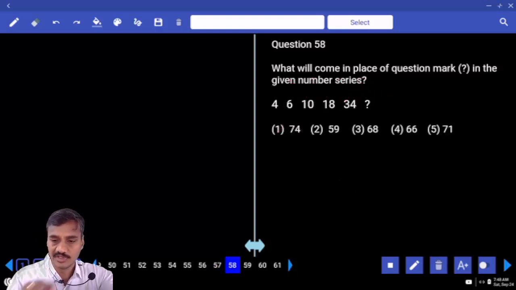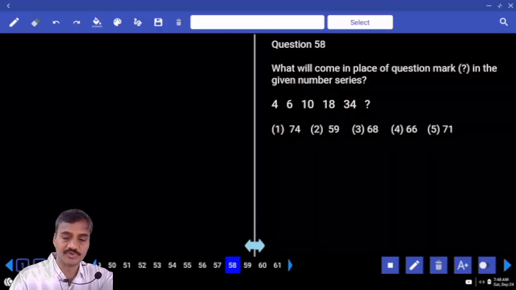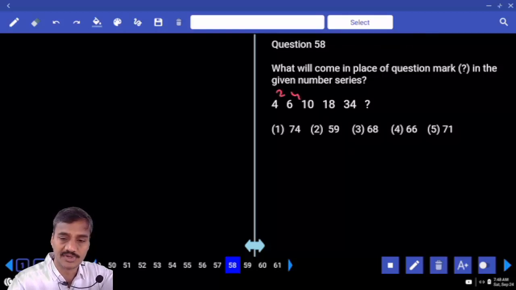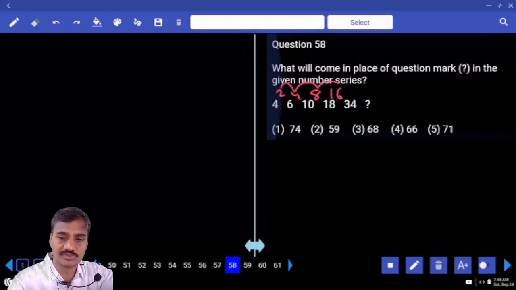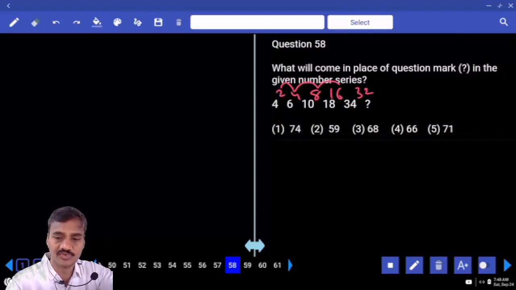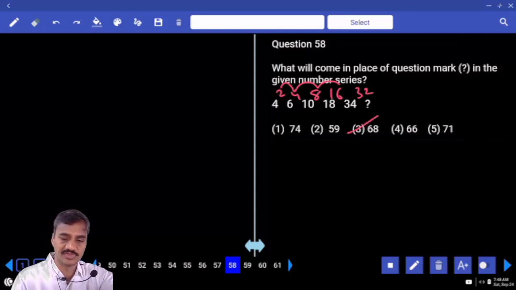Then 58. 4, 6, 10, 18, 34. 4 and 6, what is the difference here? Difference 2. Next one it is 4. Next is 8. Next is 16. 2 into 2, 4 into 2, 8 into 2, 16 into 2, 32. 34 plus 32, 68, choice 3.